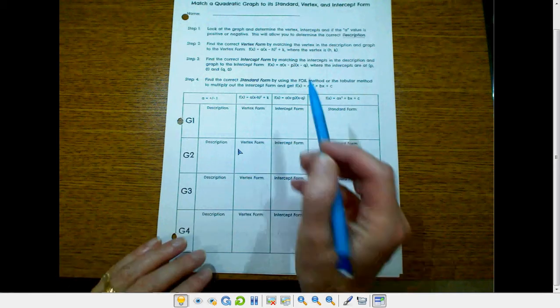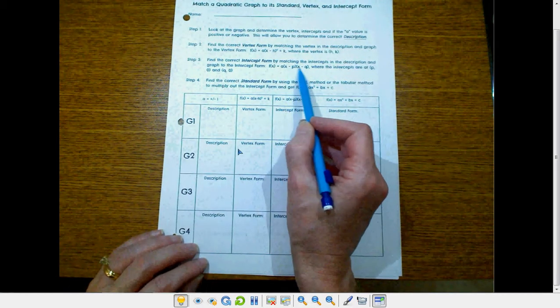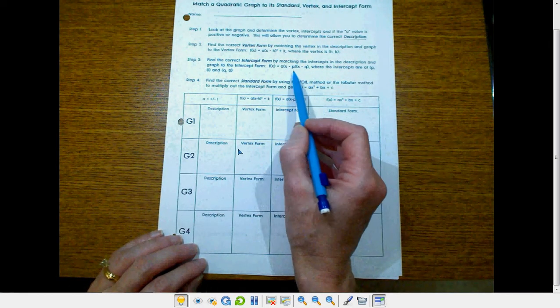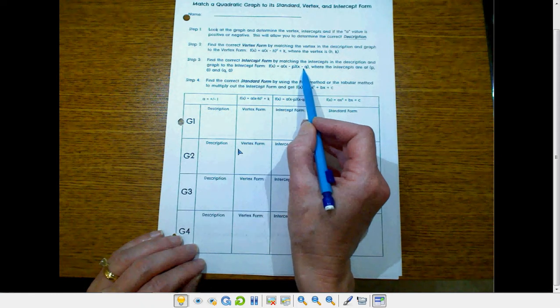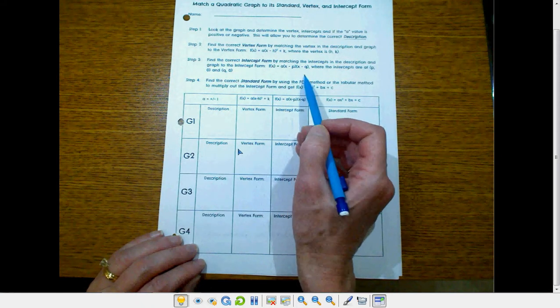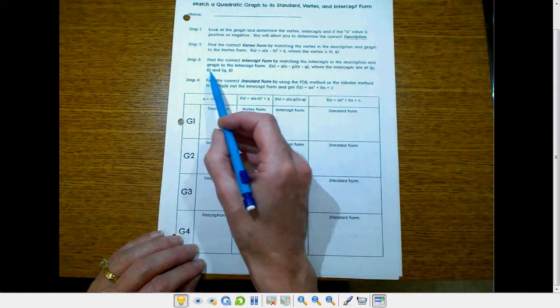The vertex is (h, k), okay? And then you're going to find the correct intercept form by matching the intercepts, where it hits the x-axis in the description and the graph, to the intercept form. f of x equals a times (x minus p) times (x minus q). So when we factor equations out, what we're finding is what values would make f of x equal 0. Those are the intercepts. And the intercepts are at (p, 0) and (q, 0).